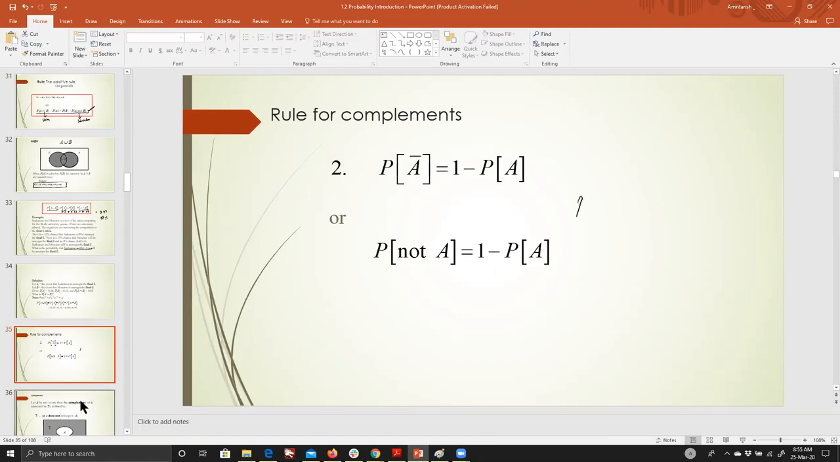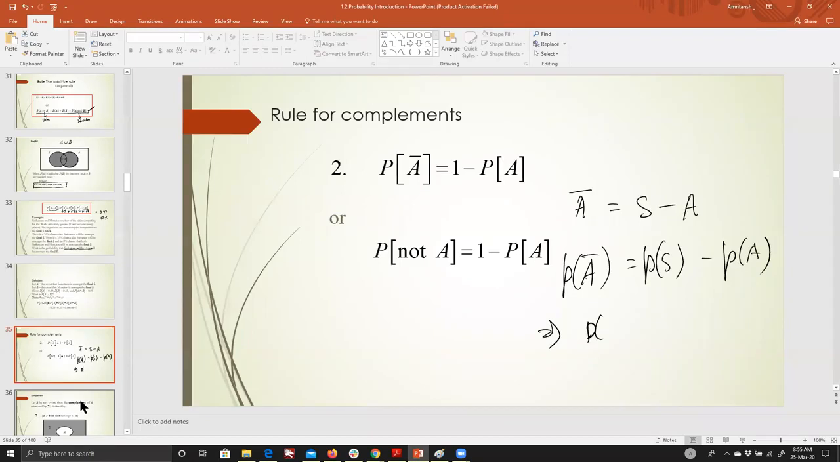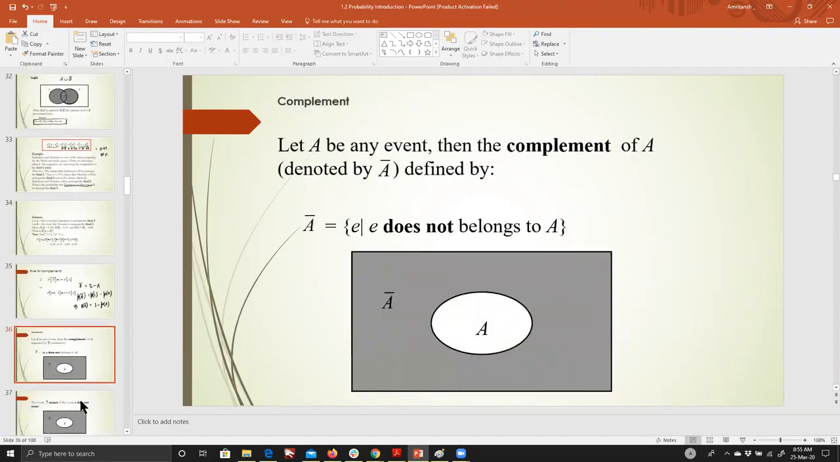Because A bar is what? S minus A, right? So if I wanted to calculate the probability of A bar, probability of S is correct. Yes. Event S will always happen. The sample space S will always happen. That's why probability of S is 1. So this is, I think, similar.